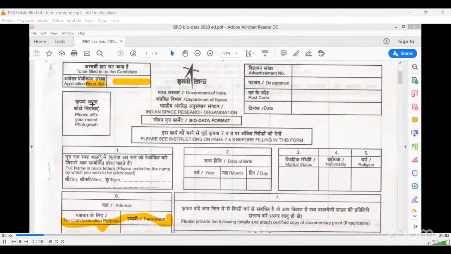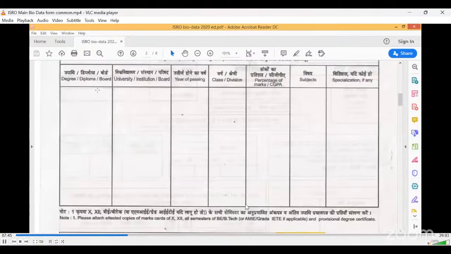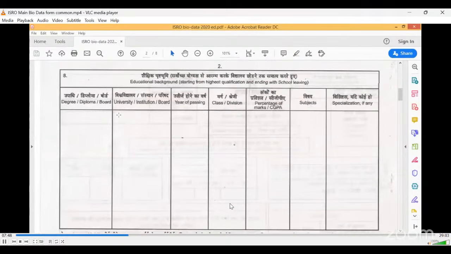Then we come to the advertisement number on the right-hand side. Advertisement number, in fact, the slide which I was sharing, it had the interview number, the advertisement number. Let me put it in the chat box also for your ready reference. Page 2, column 8 starts with your educational background, right?